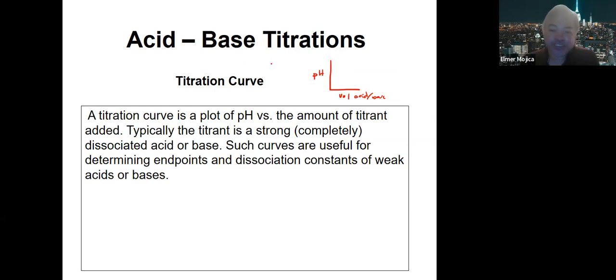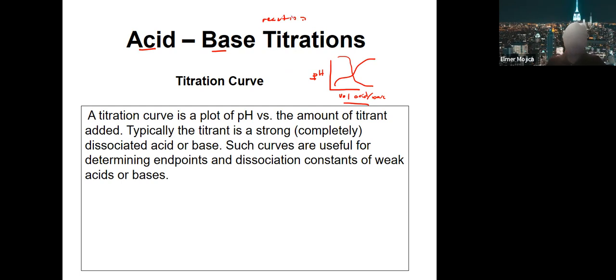If you're adding a base, you expect the pH to go up. If you're adding an acid, you expect the pH to go down. That is what we call the titration curve, a plot of the pH versus the amount of the titrant. Your titrant can either be an acid or a base. The way that you're going to look at this one is there's an acid-base reaction that is happening.